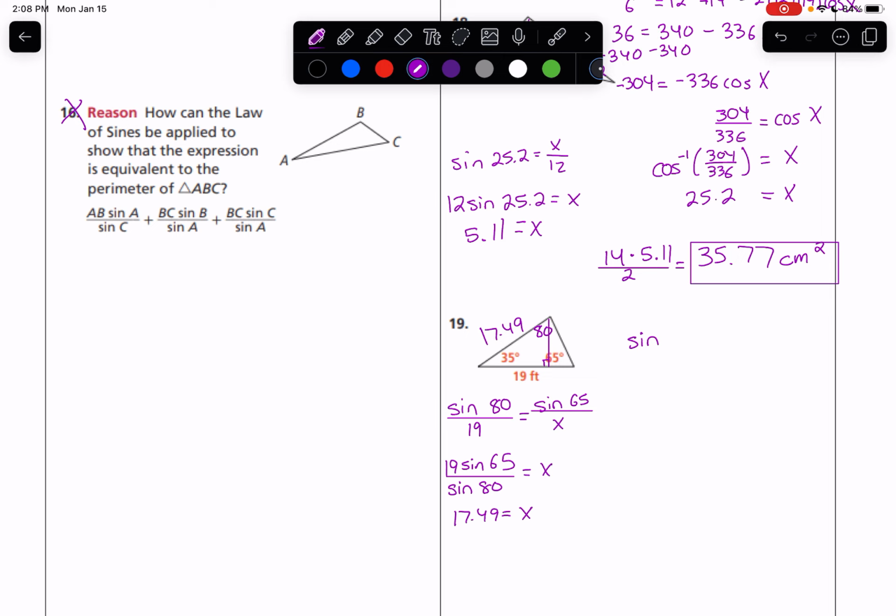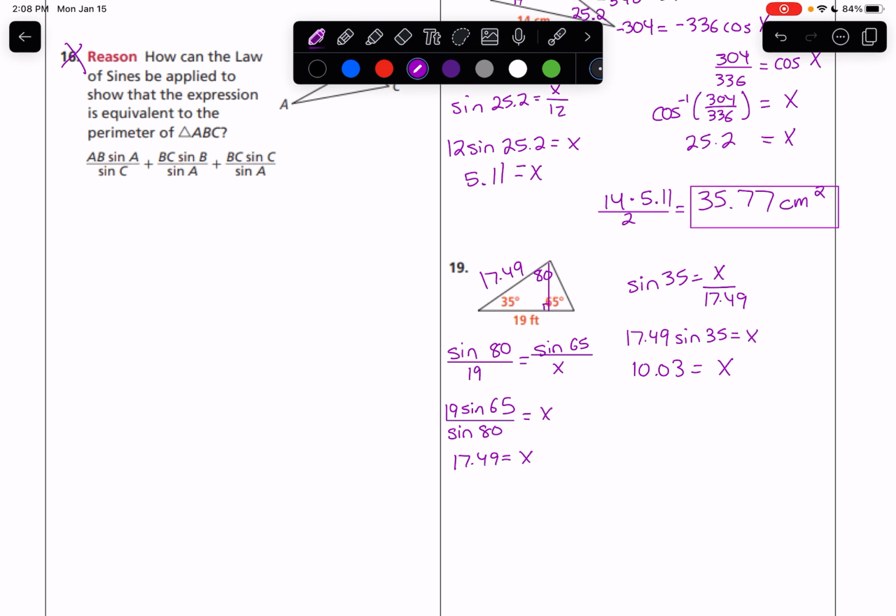So sine of 35 equals x, my height, over 17.49, my hypotenuse. Multiply 17.49 times the sine of 35 equals x. And then put that in my calculator, I get 10.03 equals x. So that's the height of the triangle. Then I'll take the base of my triangle, 19, times the height, 10.03 over 2. And I'll find that my area is 95.28 feet squared.